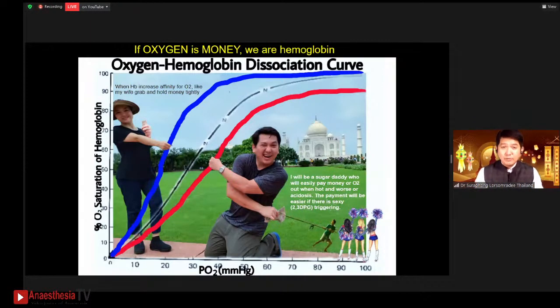For example, if we have a situation that is not so good, like when we have hemoglobin with increased affinity for oxygen, like my wife. She grabs and holds money tightly like this. It's moved to the left. The hemoglobin dissociation curve moves to the left. Or for me, when I have a sugar daddy, I get paid easily, oxygen is released easily when hot and worse, or acidosis. The payment will be easier if they have the sexy 2,3-DPG, pretty ticker like this. So it depends on the situation. If we have a difficult situation like this, we have to maintain oxygen high.